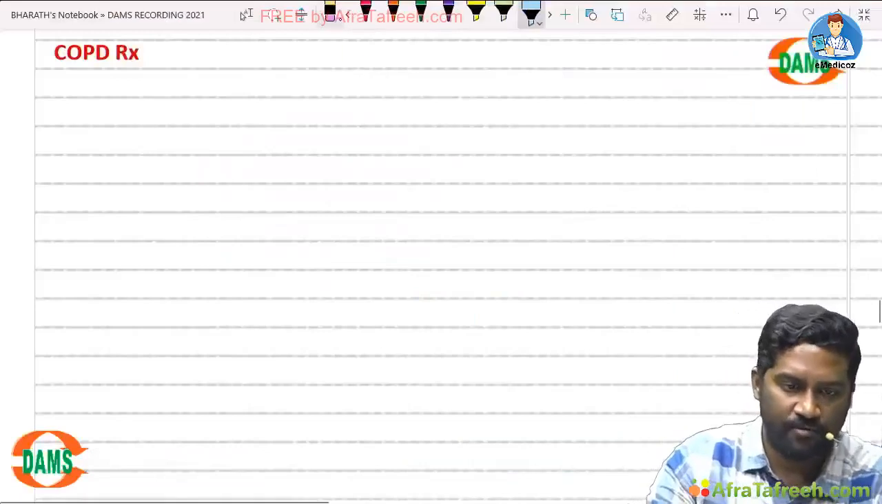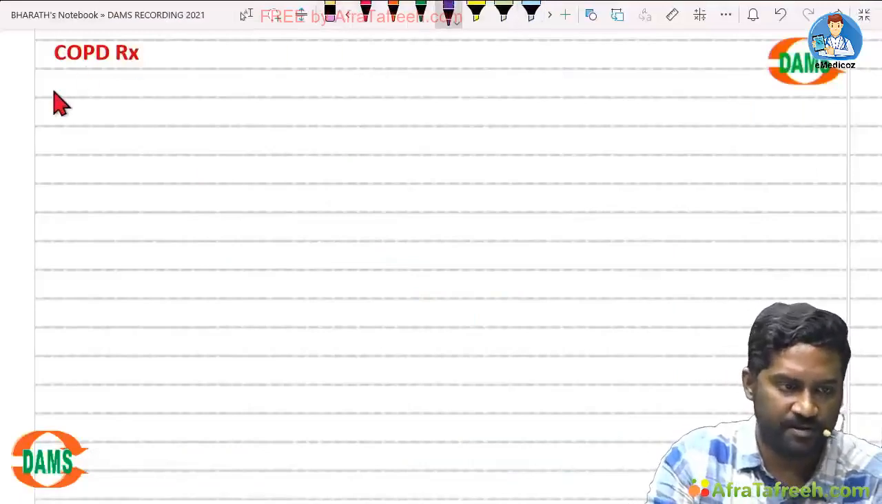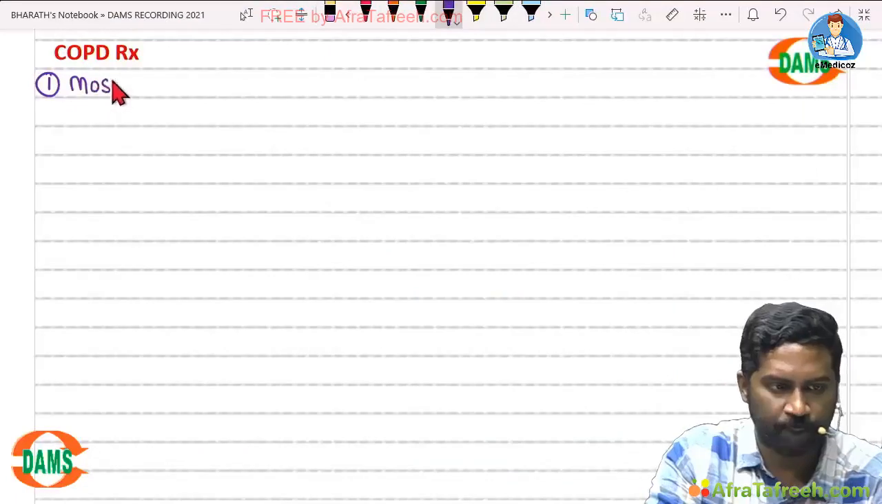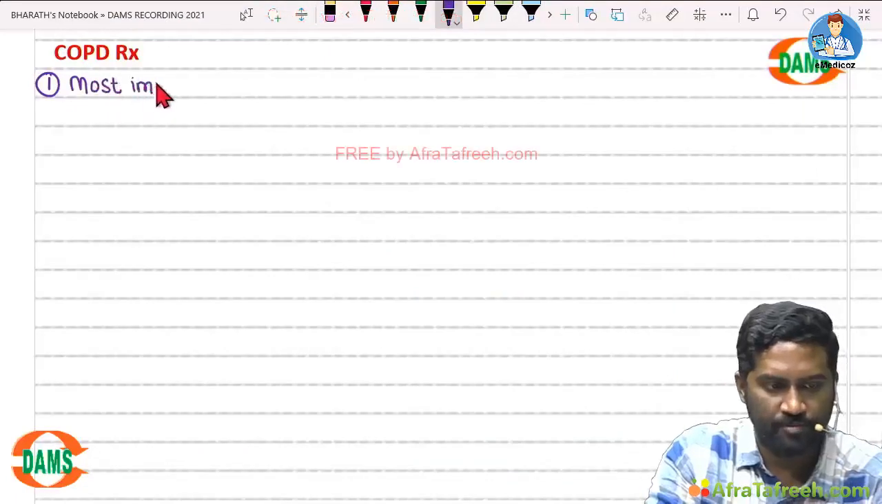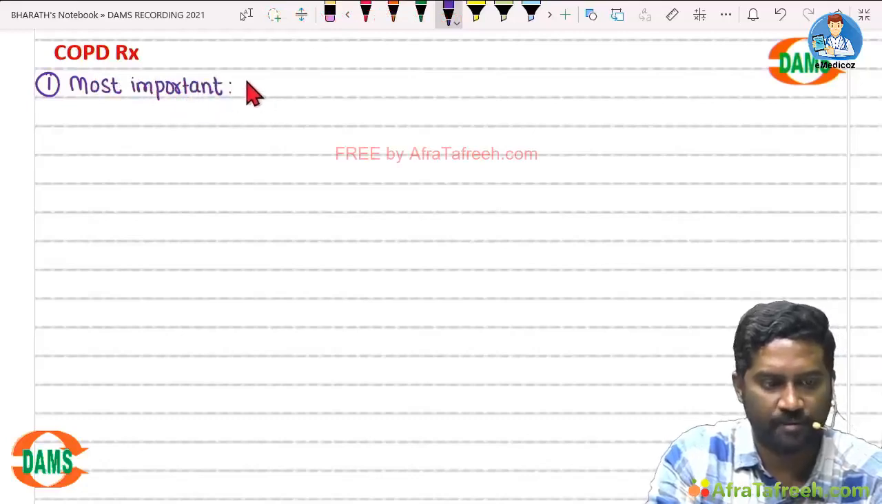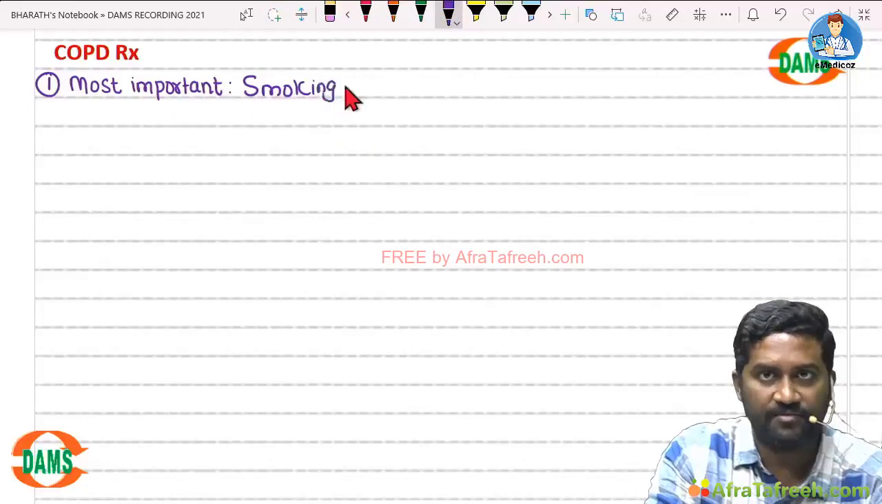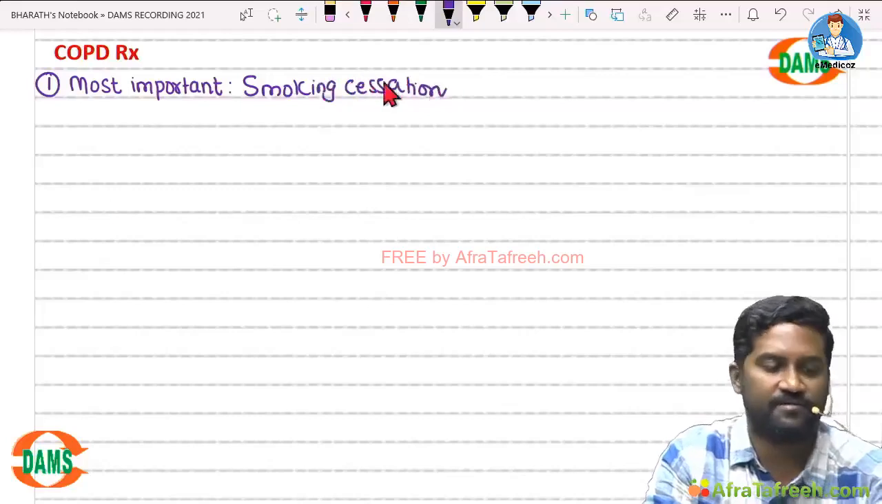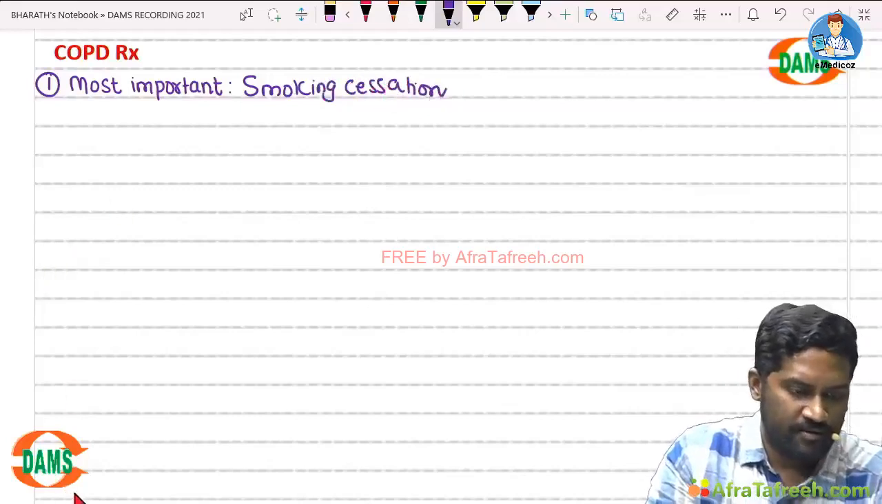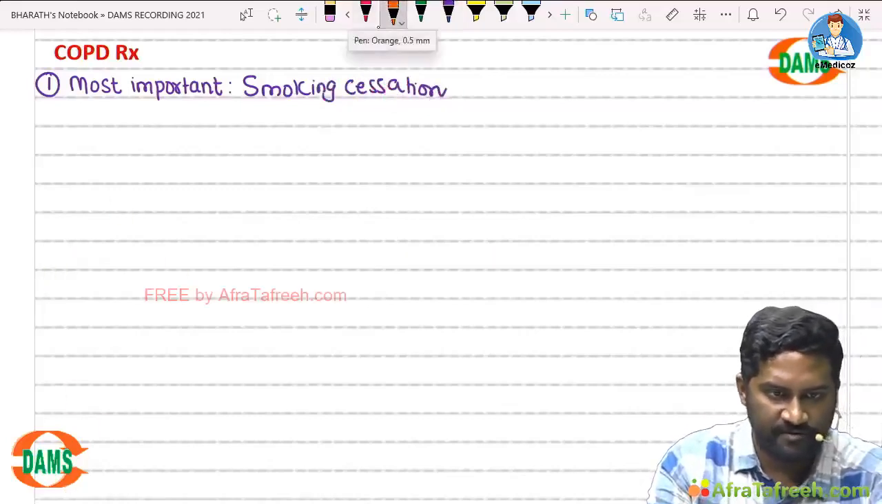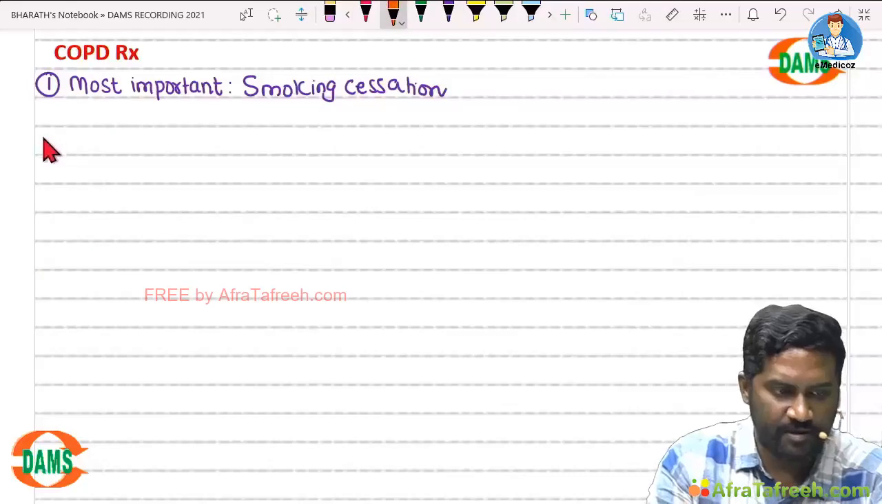Write down COPD treatment. COPD treatment, most important will be smoking cessation. Most important will be smoking cessation. Now I should give some drugs which will decrease his symptoms. I can start bronchodilators.